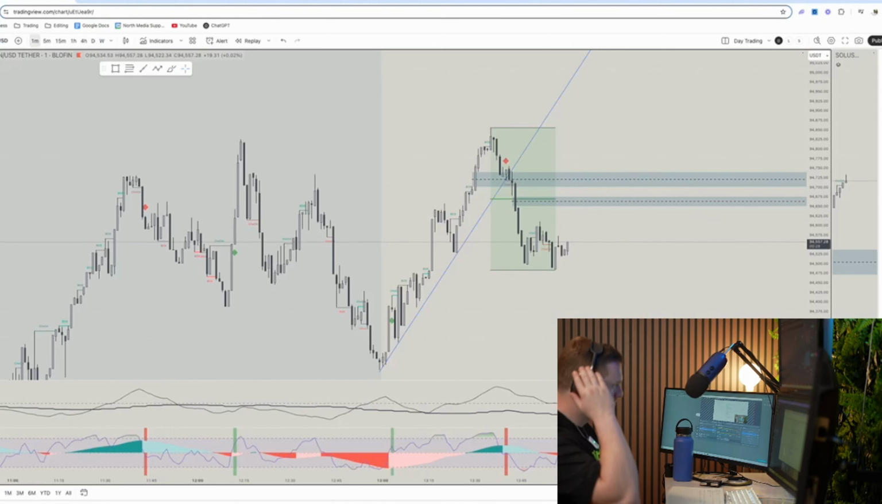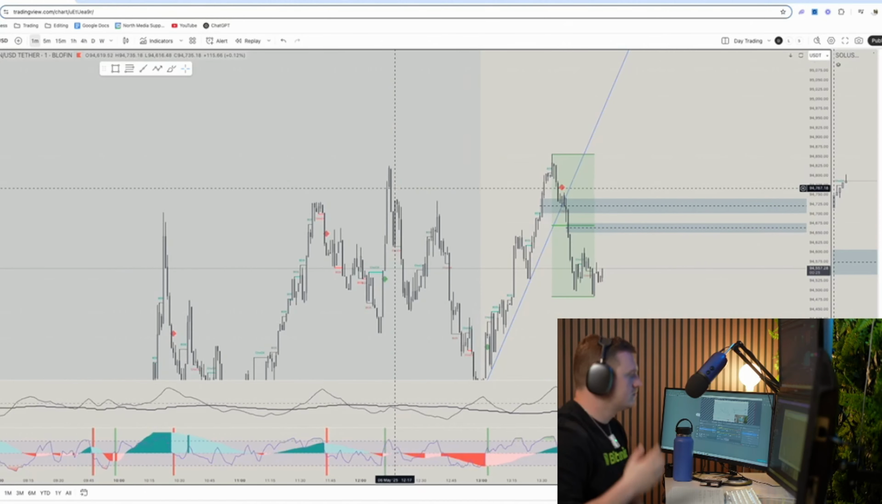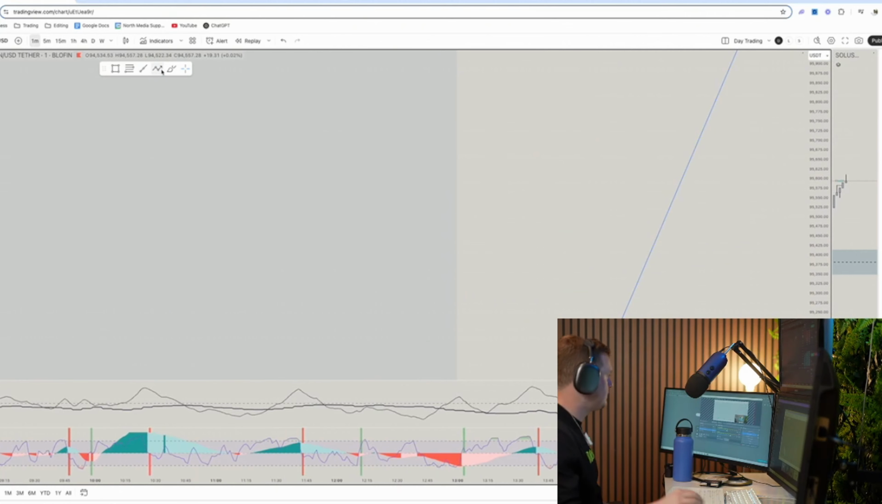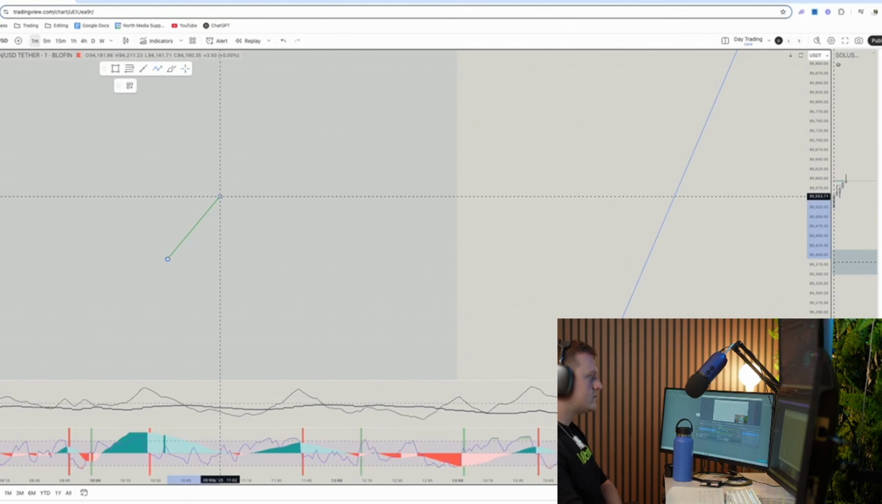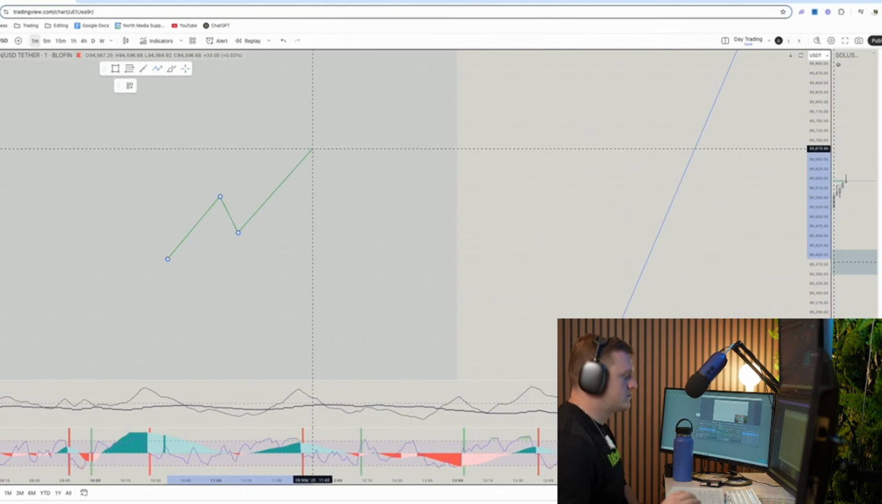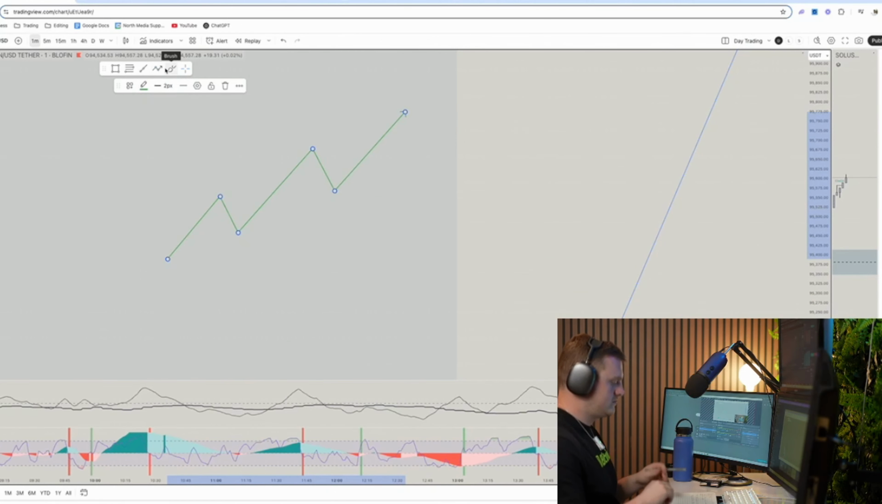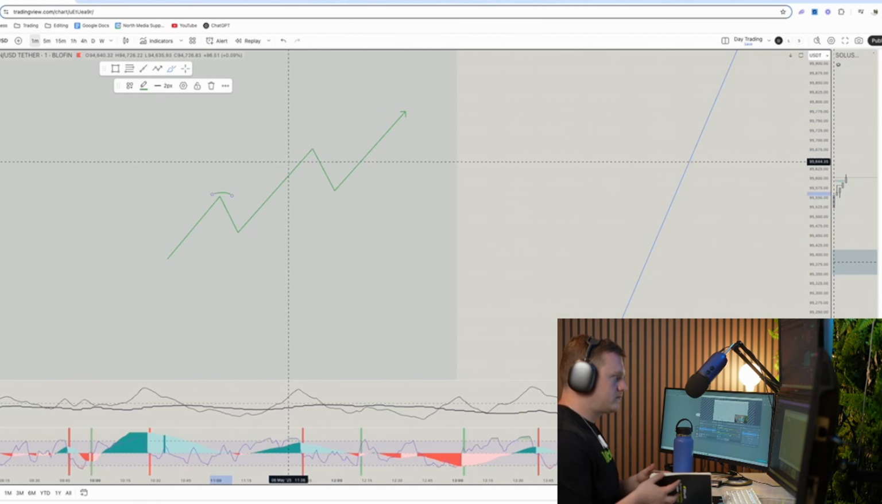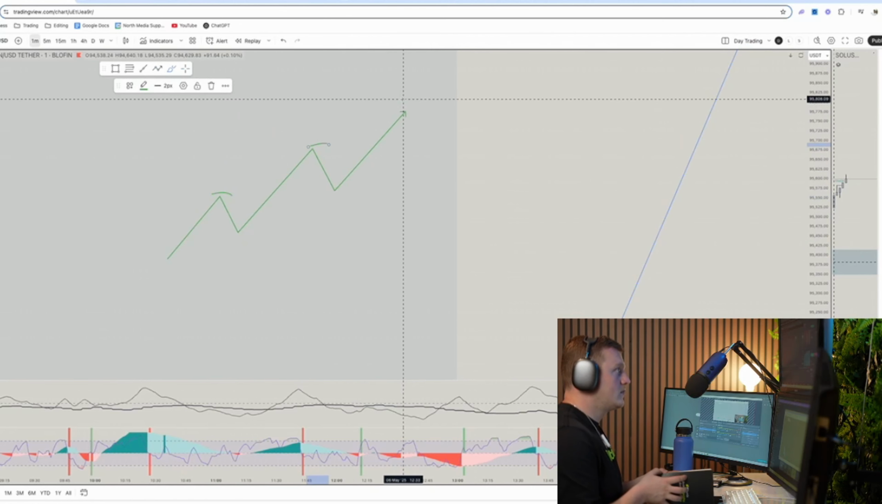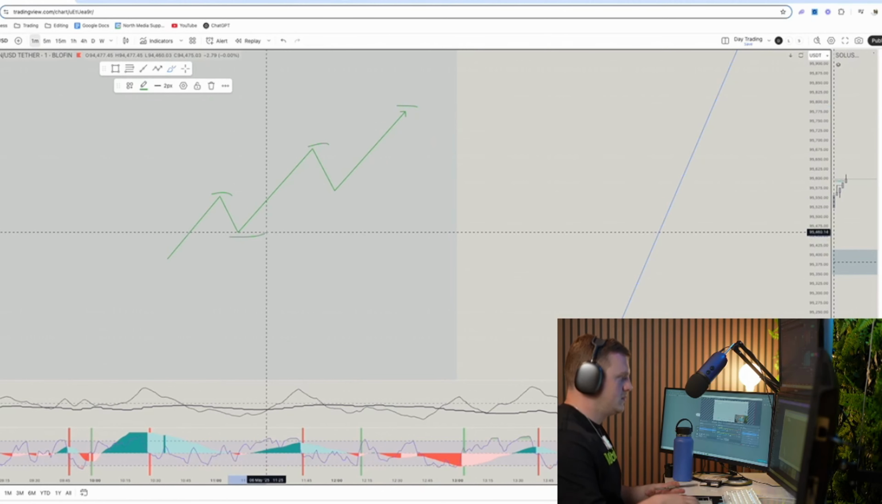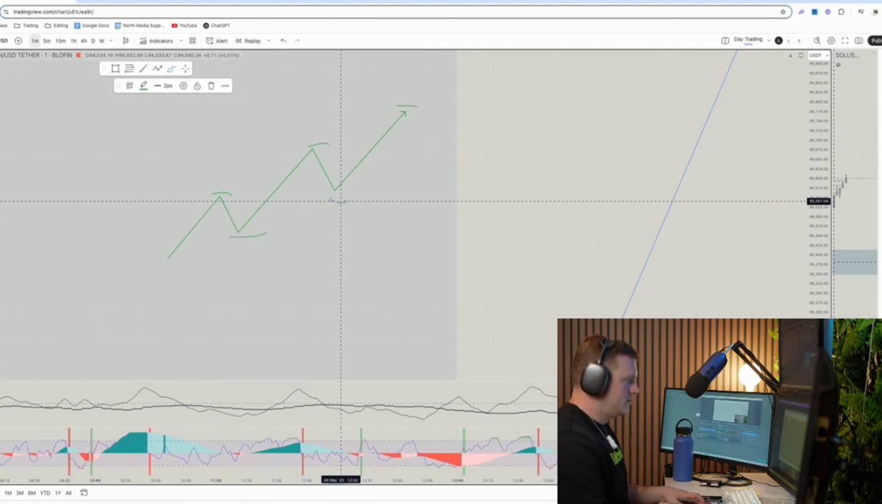In order to do that, you need to know what a change of character is, which we're going to break down here as we see a line right here. So if you are in an uptrend, you're getting higher highs, higher lows, all the way up, right? So as you see right here, higher high, higher high, higher high, same thing, lower high, lower high.